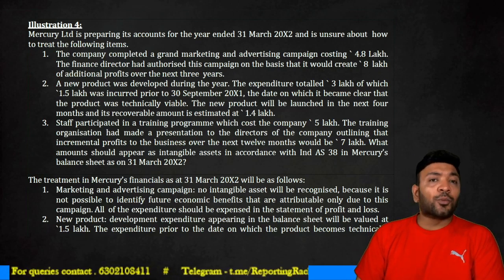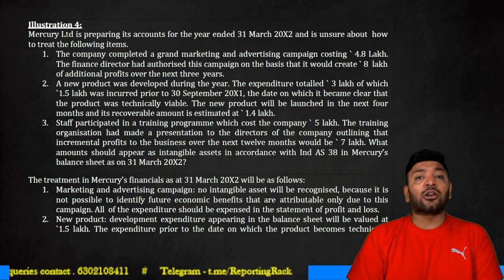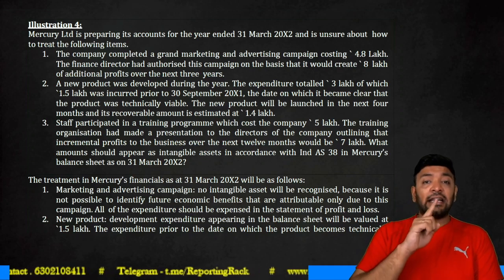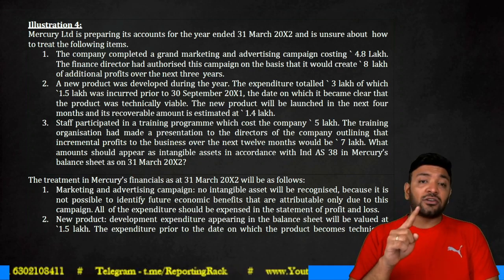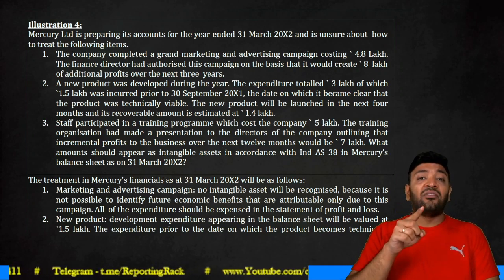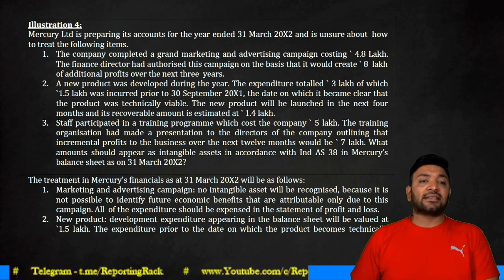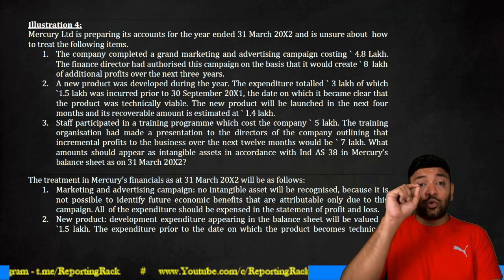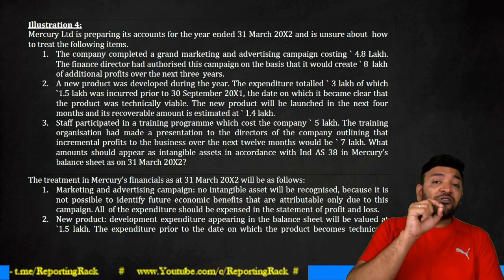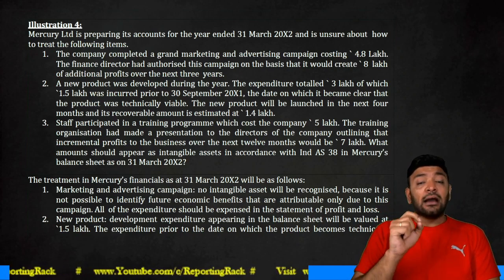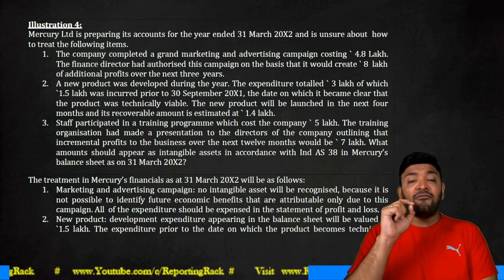Guys, this is a new product. So that means it is undergoing a stage of research and development. Internally generated intangible asset undergoing the stage of research and development. The total expenditure on both research and development put together is 3 lakhs. However, 1.5 lakhs was incurred out of this 3 lakhs before 30th September. That is the date on which it became clear that the product is technically viable.